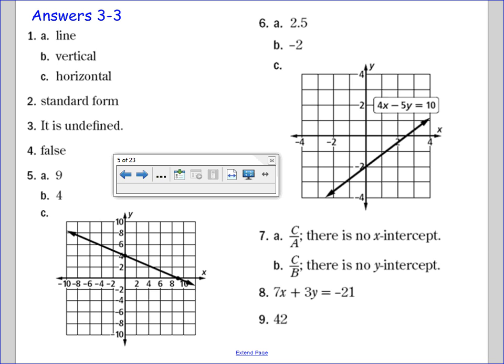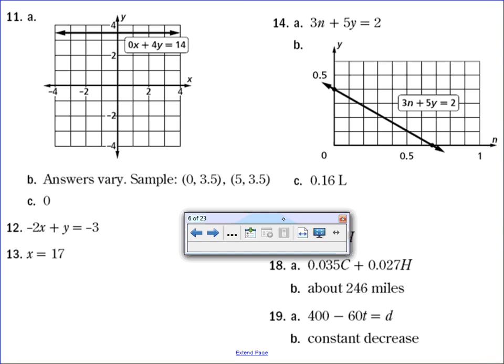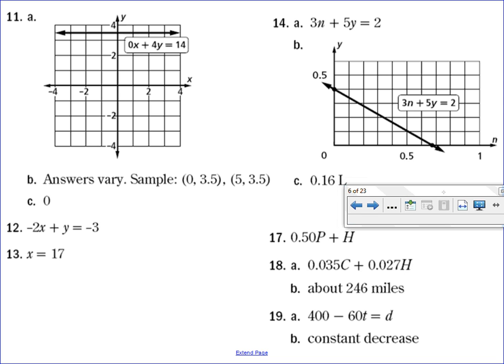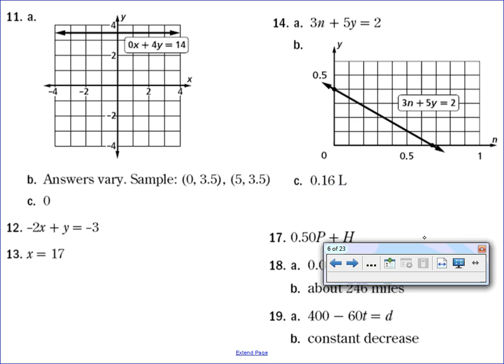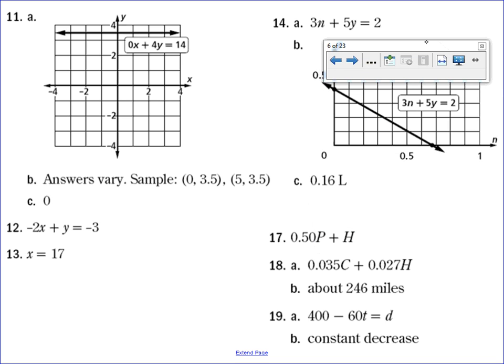Yeah, that was mine. 11a, a horizontal line has slope 0. B, any point that's y-coordinate is 3.5. C, 0 is the slope of any horizontal line. 12, -2x plus y is -3. 13, x is 17. 14, 3n plus 5y is 2. B, there's the graph. C is 0.16 liters. 17.5p plus h. 18.035c plus 0.027h. About 246 miles. 19, 400 minus 60t equals d, and that model's constant decrease.